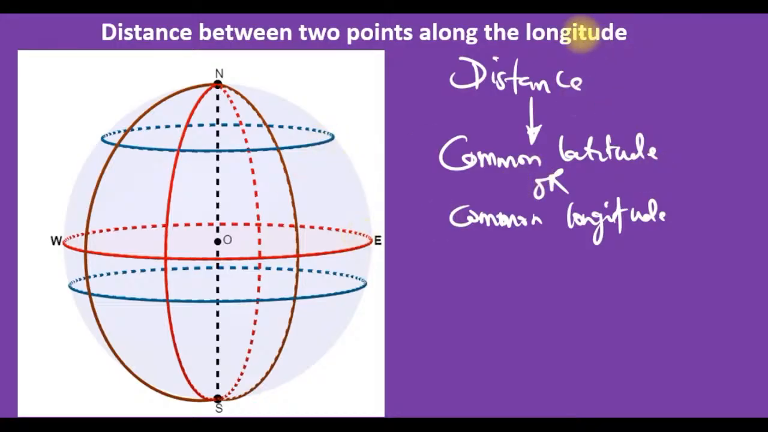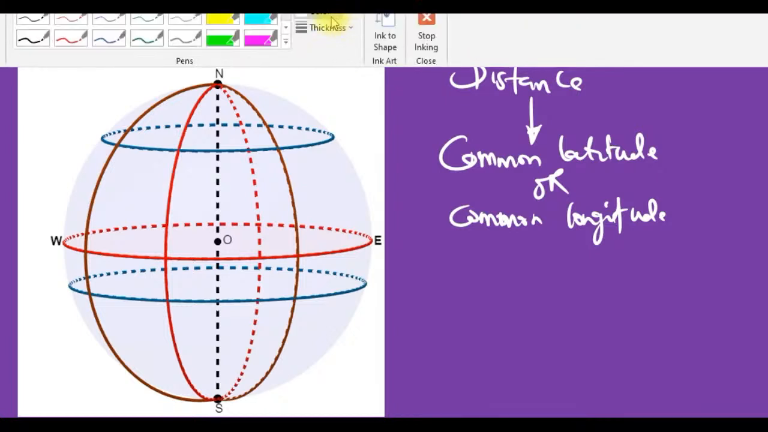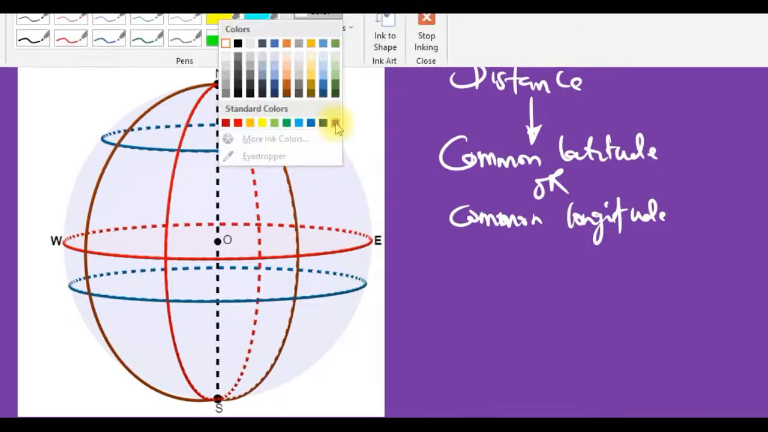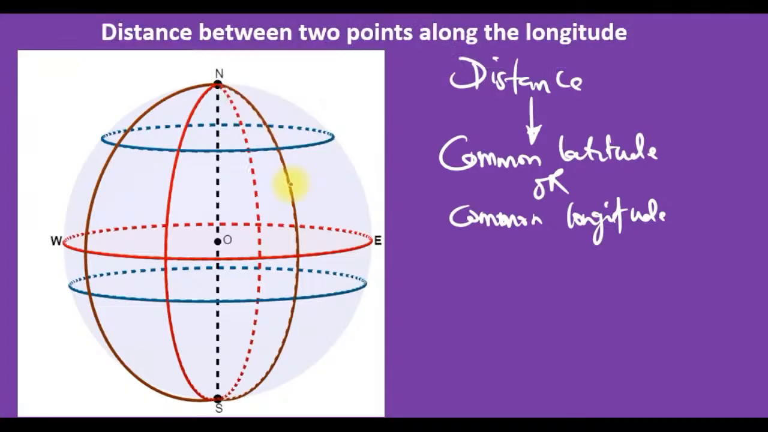So that's it. We're on longitude. Assuming I want to calculate the distance along this longitude, maybe I call this point A and this point B. What do you notice? They must have a common longitude and different latitudes.